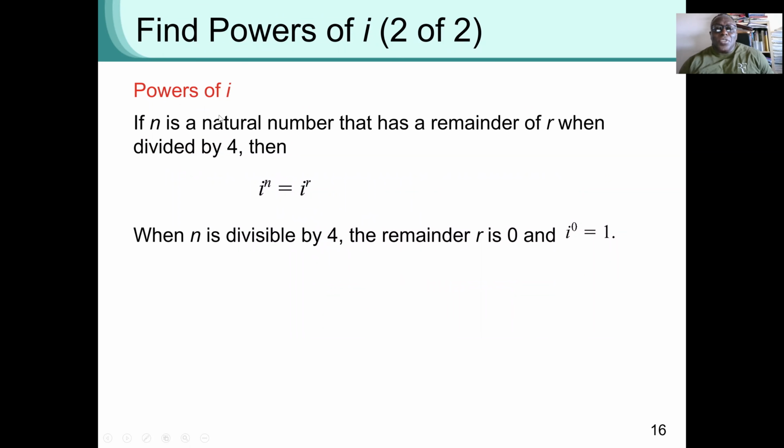So again, here we have a power of i. We say that if n is a natural number that has a remainder of r when divided by 4, then i to the power n is equal to i to the power r. And this is the example we used previously. Now, when n is divisible by 4, the remainder r is 0, and then i to the power 0 is equal to 1. This is the rule we use here.